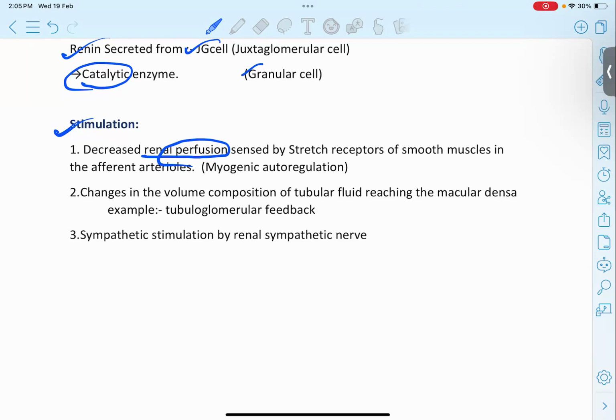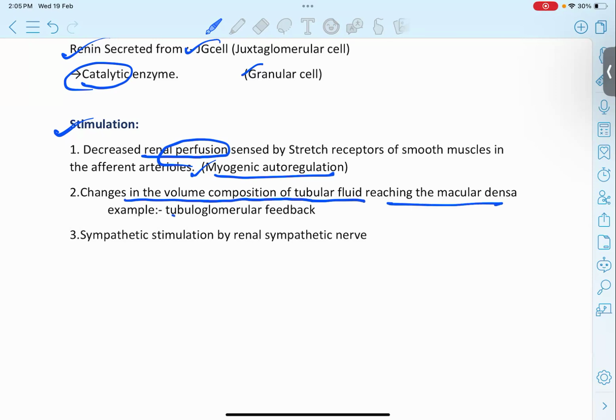Okay, all right. So that is going to cause renin secretion, and the mechanism, as we have already discussed, is myogenic autoregulation. So if there is decreased renal perfusion, that is going to activate myogenic autoregulation, and that is going to cause renin secretion.